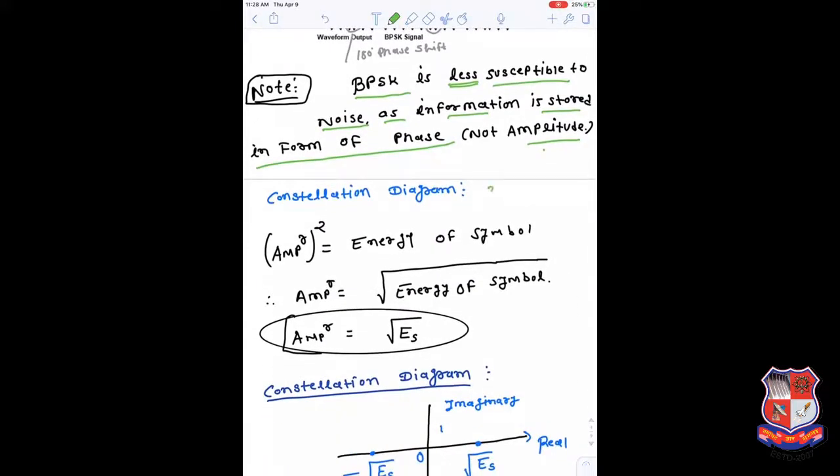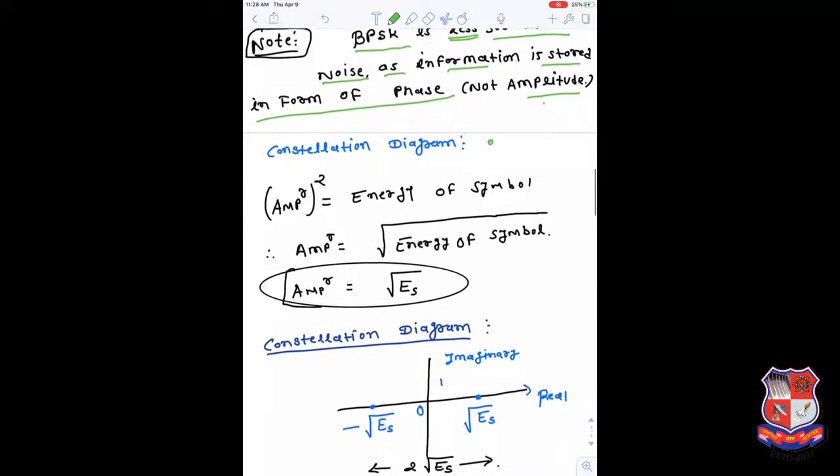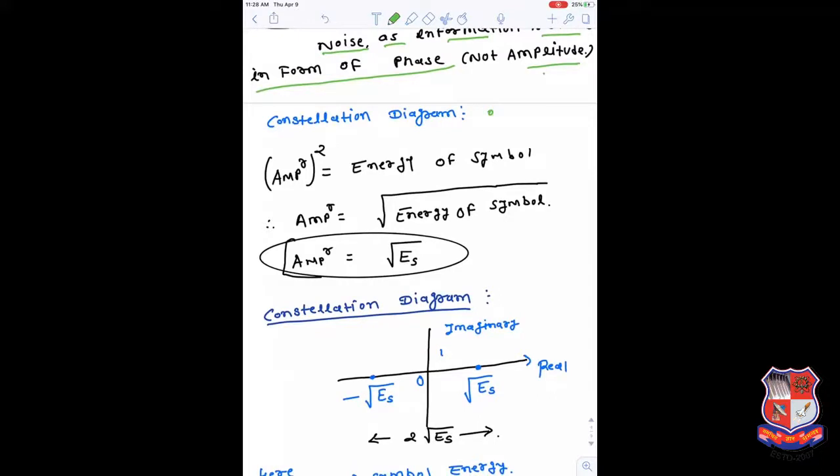Now we will learn the constellation diagram of this. For a constellation diagram, we represent both the symbols S1 and S2 with their amplitude and phase. So we can say generally the relation between amplitude and energy is that the amplitude squared is equal to the energy of the symbol.